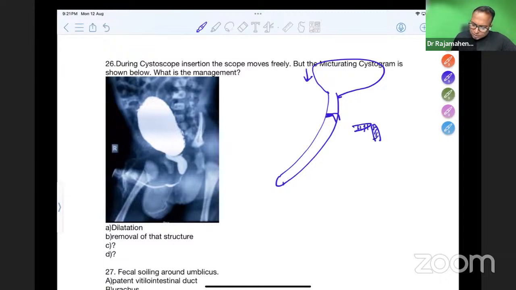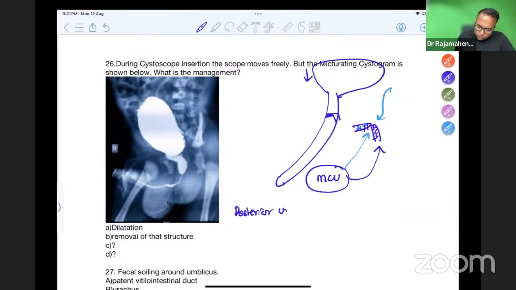When I am passing a cystoscope from below, the valve will open because of the pressure. But when the patient wants to pass urine, this valve will close. It will be like a flap valve. It will open when I go from below, but it will close when I'm passing urine. This is a classical image showing you a micturating cystourethrogram. This is a posterior urethral valve. Don't forget, this is a posterior urethral valve.